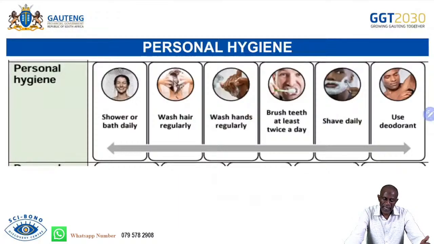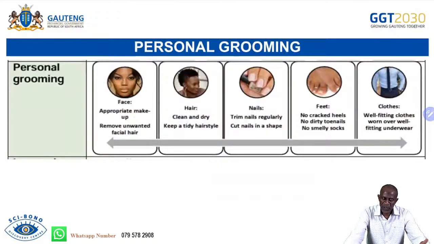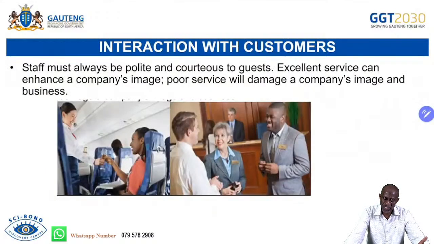Personal hygiene refers to things like that you need to bath daily or take a shower, wash your hair regularly, wash your hands regularly, brush your teeth at least twice a day, shave daily, and use deodorants. Personal grooming, you must wear appropriate makeup. With regard to hair, it must always be clean and dry. The nails must be regularly cut into shape. The feet, no cracked heels, as well as the type of clothing that you need to wear.